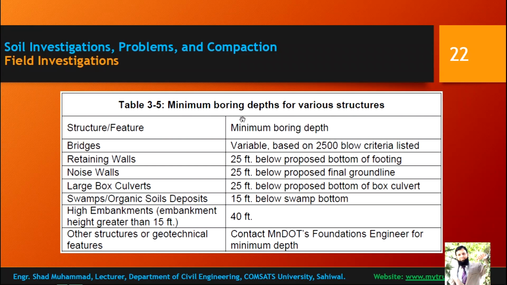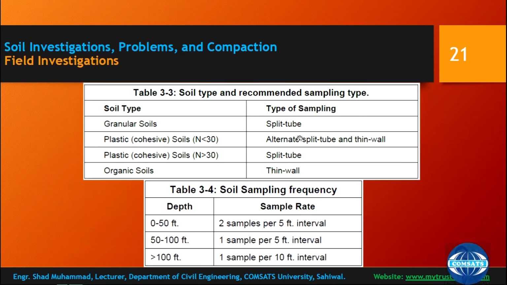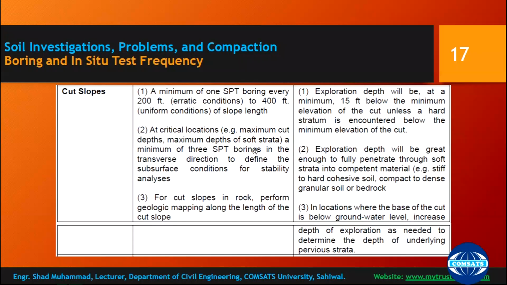Alright, the minimum boring depth for various structures: bridges, retaining walls, noise walls, large box culverts, swamps, organic soil deposits, high embankments with height greater than 15 feet, or other geological conditions. So you can see that the minimum boring depth is 25 feet below the ground, and variable. So you can also select this one, and the recommended one.